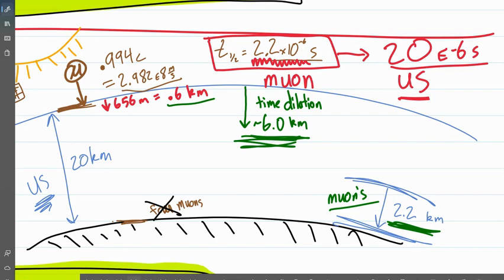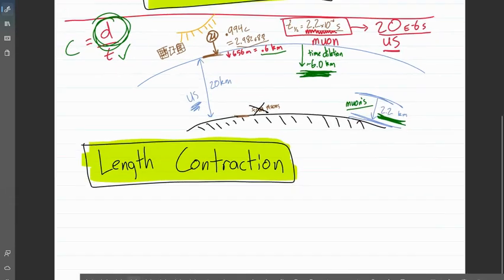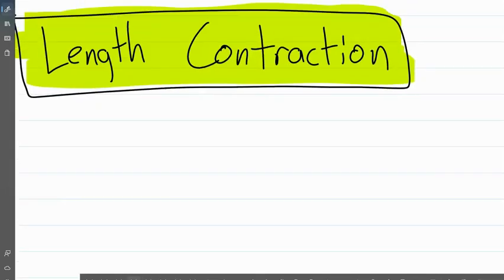I can go about 3 times as far as I need to within one half-life. So there's more than half of the muons left, because the muon can go 6 kilometers given the time dilation for its speed, but it only needs to go 2.2 kilometers because that's the distance that it experiences. If we relate this back to our train problem from the previous video, right?